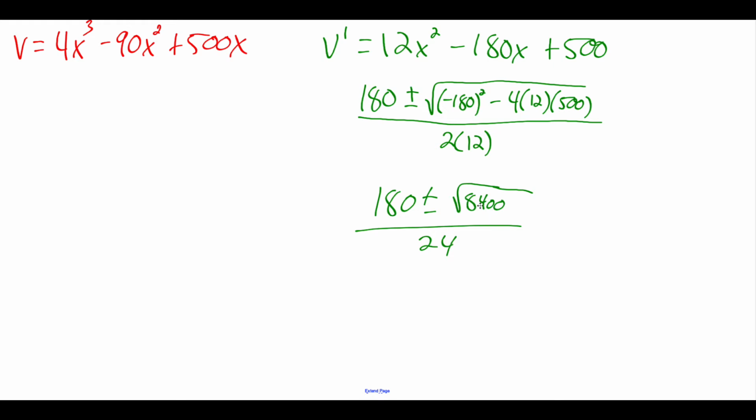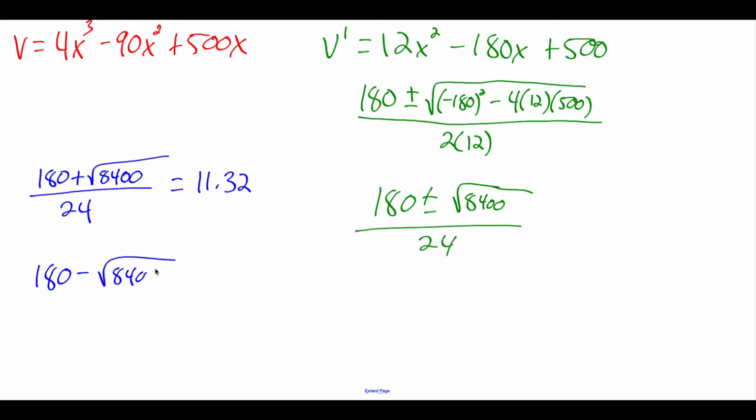Now that 8,400 doesn't square root nicely, so we are going to end up with some decimals in here. So if we split this up and do the 180 plus the square root of that 8,400, all divided by 24, that's going to give us about 11.32 if we were to type that into our calculator. And then if we did the 180 minus the square root of 8,400, all divided by 24, that's going to give us about 3.68.